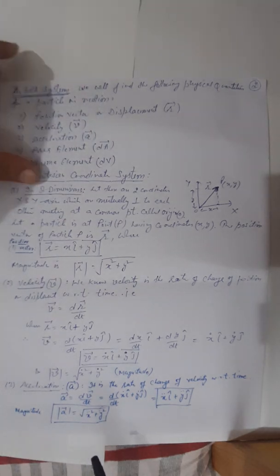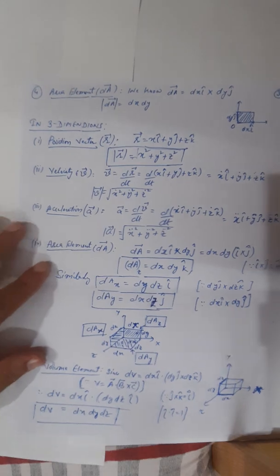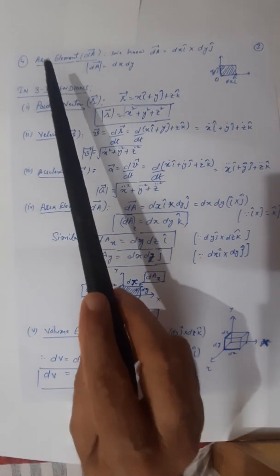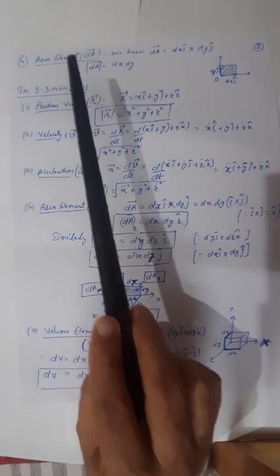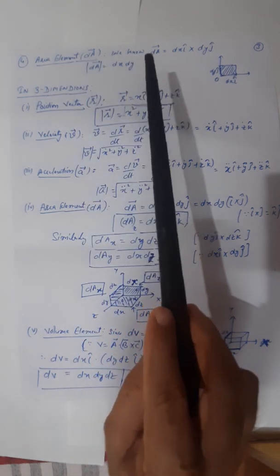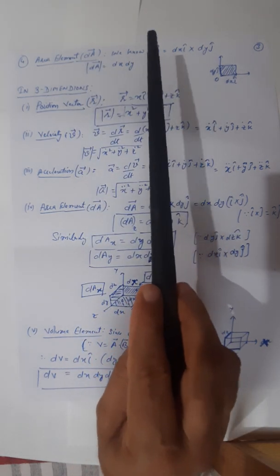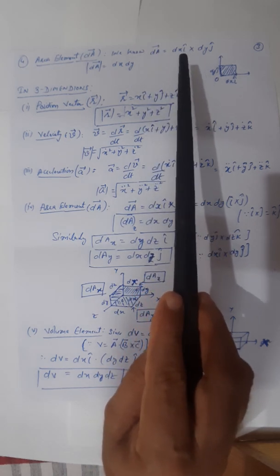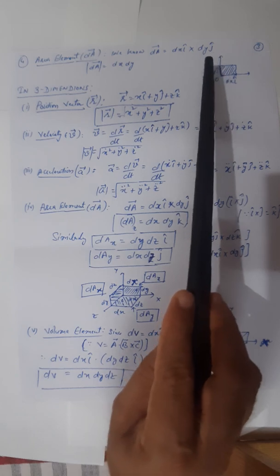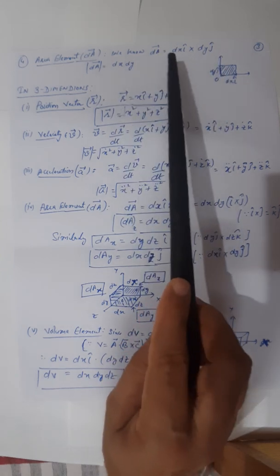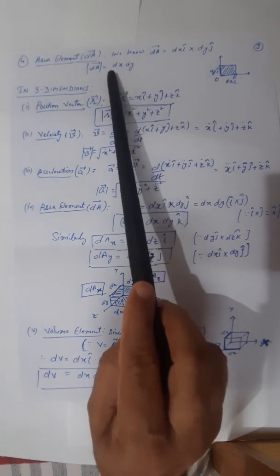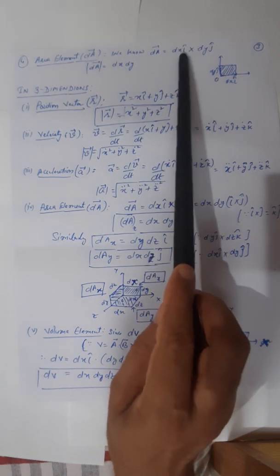Now, the next parameter, the fourth parameter, is the area element. We know that area is the cross product of two vectors, that is dA vector is equal to dx i cross multiplied with dy j, and if we consider its magnitude, then it will become dx into dy and i cross j.